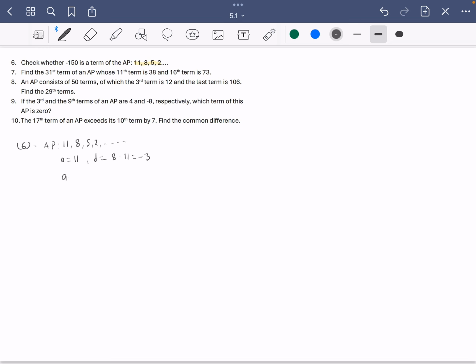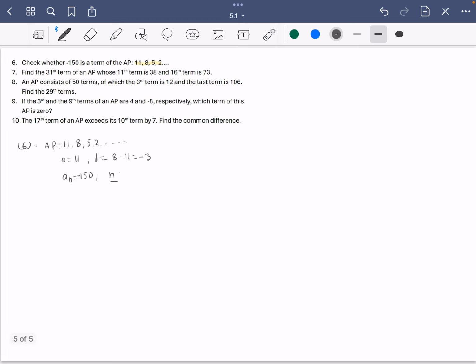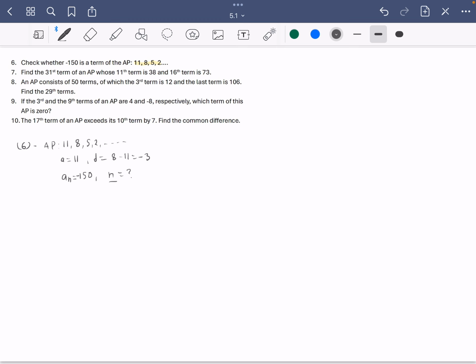So you want to find out whether negative 150 is a term in the AP or not. So we are given a term, we do not know which term it is. It is negative 150. So we have to find out n. Is there a value of n for which an is negative 150, that is, which term in the AP is negative 150? That's what we have to find out. So we do not know the value of n. Now let's say that negative 150 is a term in the AP.